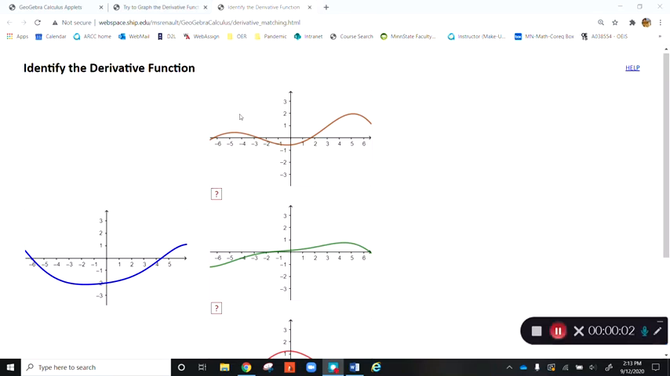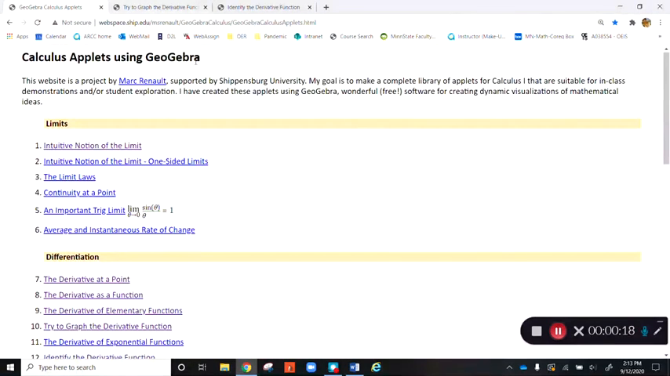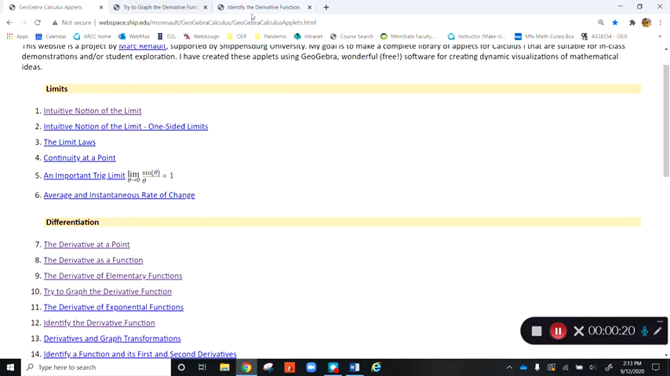All right, so now we're going to take what we've learned about derivatives and how the graph of the derivative function relates to the original function. And we're going to apply that with a couple of fun little game sort of things. These are from the GeoGebra, or the Shippensburg University GeoGebra applets here.